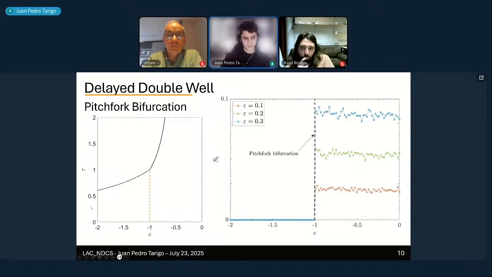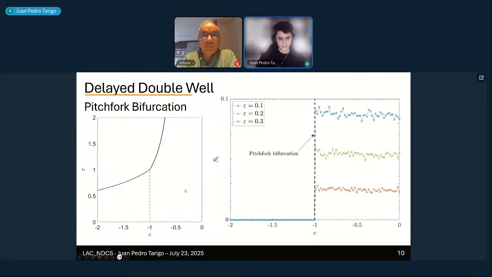So for the pitchfork bifurcation, we maintain the delay parameter below the bifurcation, and we change C here. What we can see is that Bayesian entropy to the left of the pitchfork bifurcation is 0 because we only have one attractor. To the right of the pitchfork bifurcation, the Bayesian entropy remains constant, right? This is for three sizes of box. There is no change in Bayesian entropy when approaching the pitchfork bifurcation.